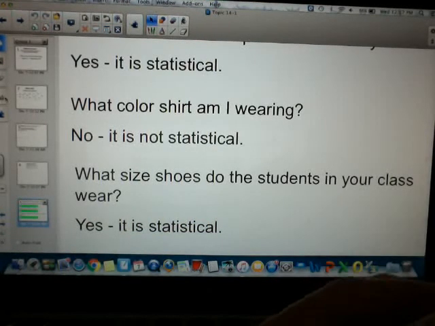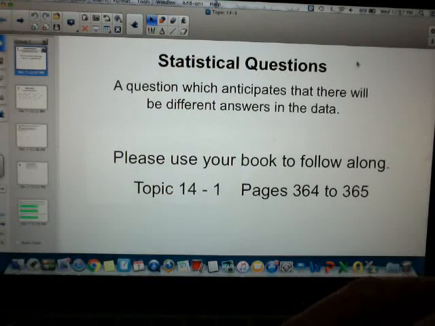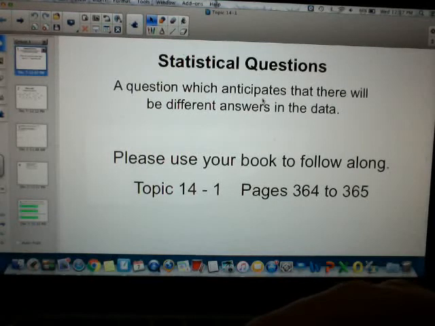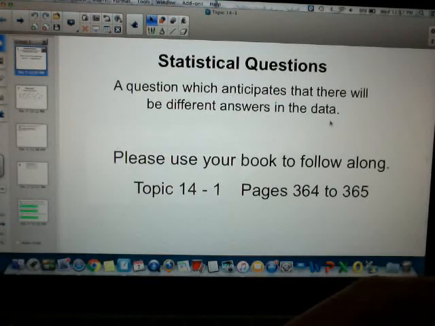Okay, so there you have it. There's a quick rundown of what a statistical question is. It is a question which anticipates that there will be different answers in the data. Okay?